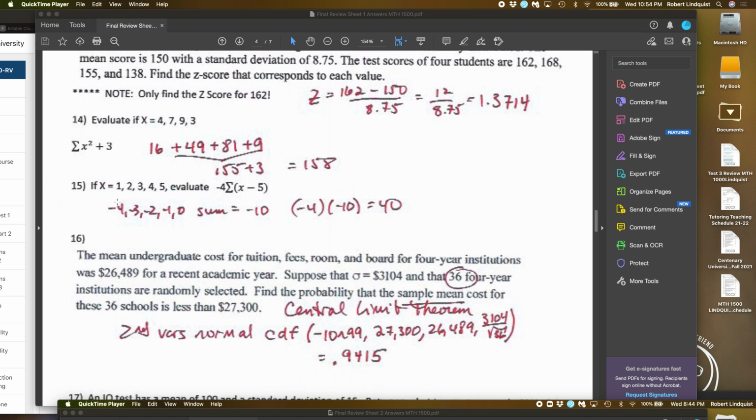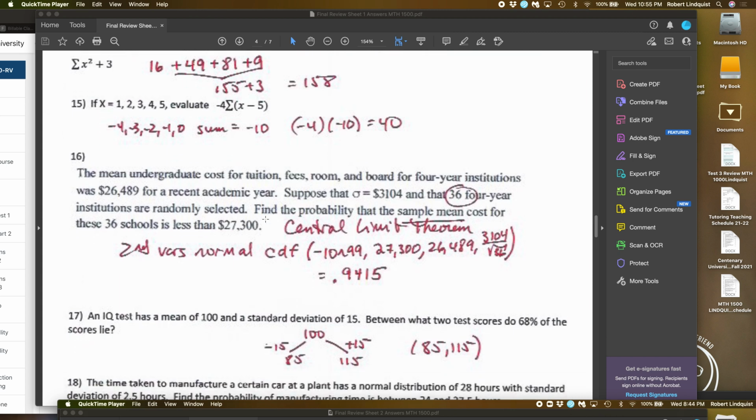Okay, number 15. X is 1, 2, 3, 4, 5. And this time, because it is in parentheses, you subtract the 5 first. So you get negative 4, negative 3, negative 2, negative 1, 0. Add all those up, you get negative 10. And negative 4 times that summation symbol means negative 4 times that negative 10 that you got when you did the summation. So negative 4 times negative 10 is 40.